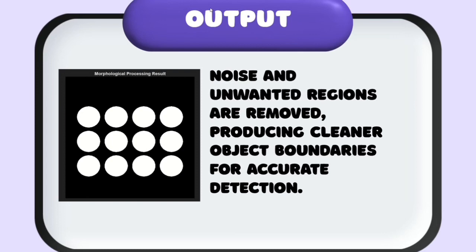Next, we apply morphological processing to our binary image. As shown here, this step removes noise and eliminates unwanted regions that could interfere with accurate detection. The morphological operations clean up the object boundaries, producing smoother and more defined shapes. This ensures that when we proceed to the detection phase, we have cleaner, more accurate representations of our ping pong balls. This step significantly improves the reliability of our counting system.